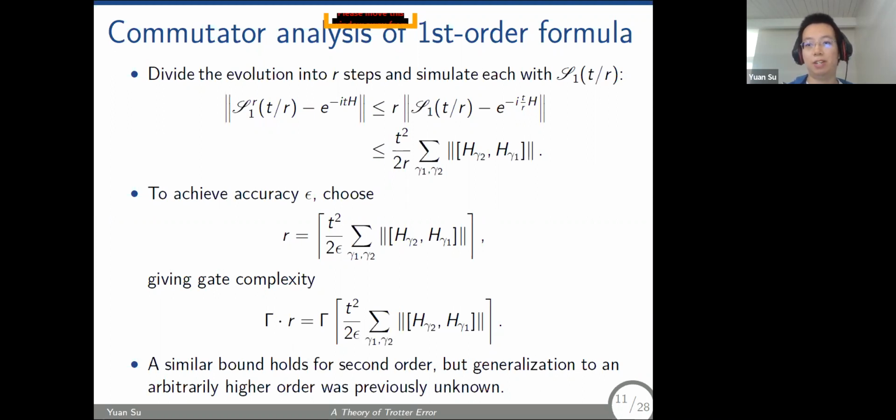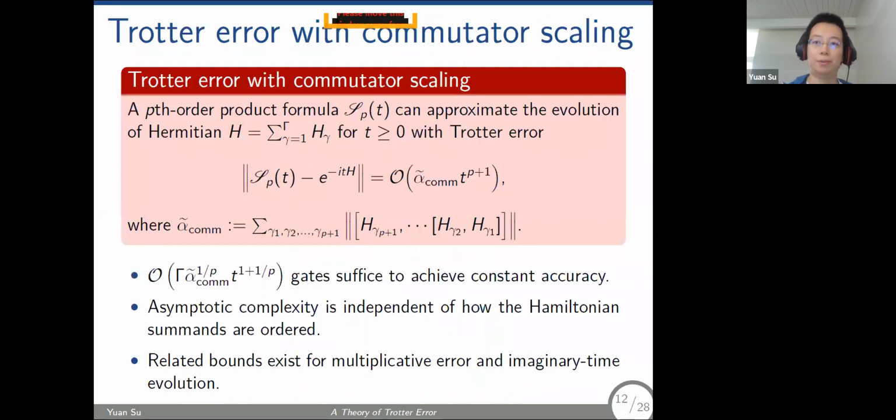It's pretty tight because it matches the BCH expansion, the lowest order term. I can tell you that similar bounds will also hold for the second-order formula. That's another integral representation that you can use. But generalization to arbitrary product formulas, higher-order product formulas, was previously unknown before this work. But instead, what we prove is the following. We call it Trotter error with commutator scaling.